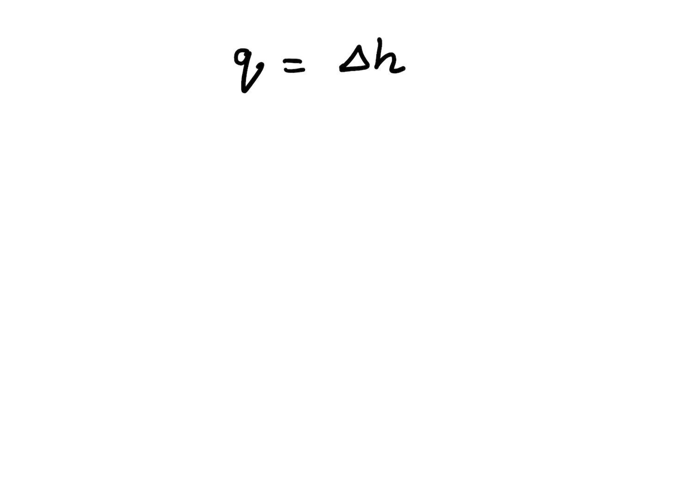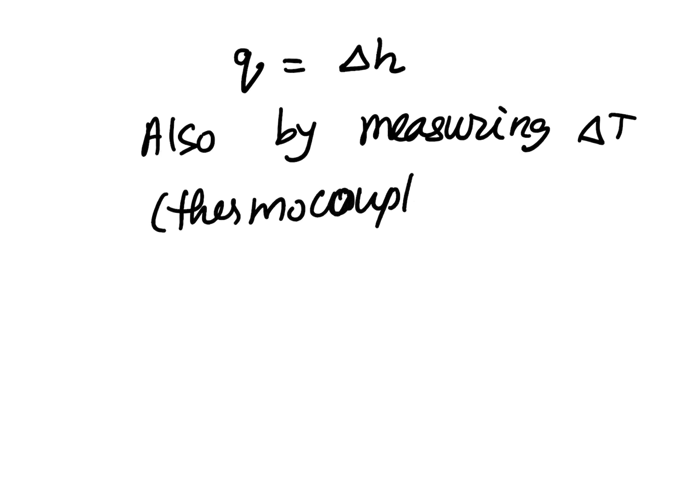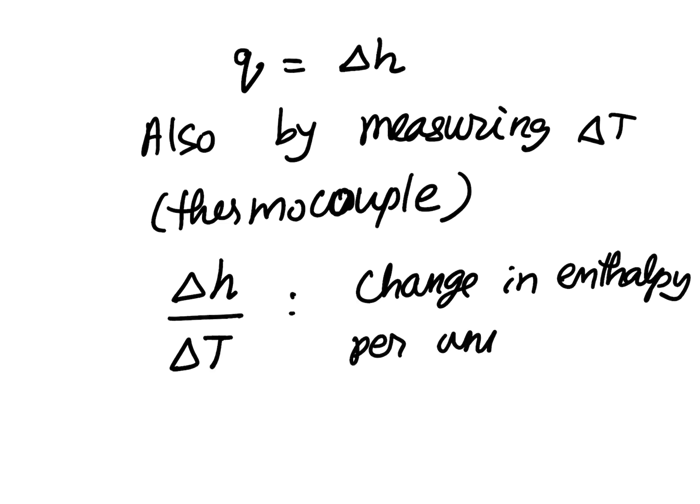I can also measure delta T, like we did before, using a thermocouple or a thermistor or some type of temperature measurement. Then we can calculate delta H divided by delta T. That is the change in enthalpy per unit change in temperature.